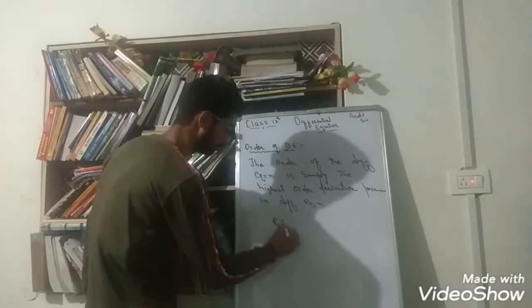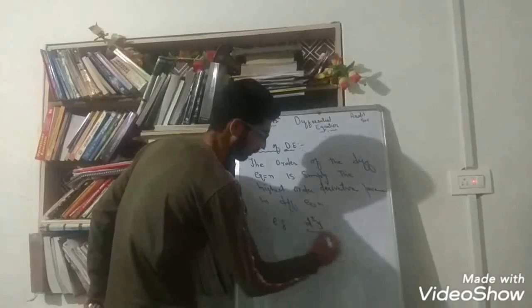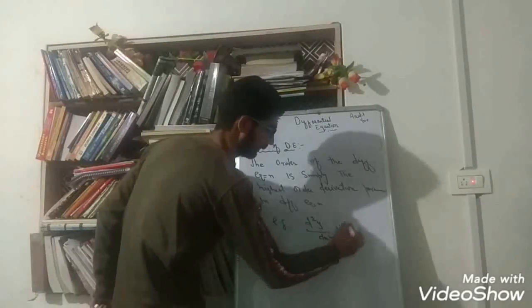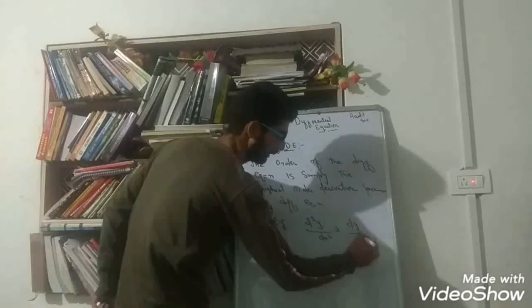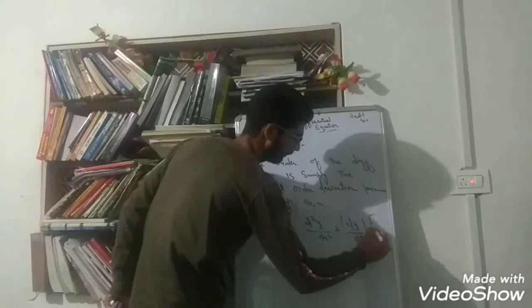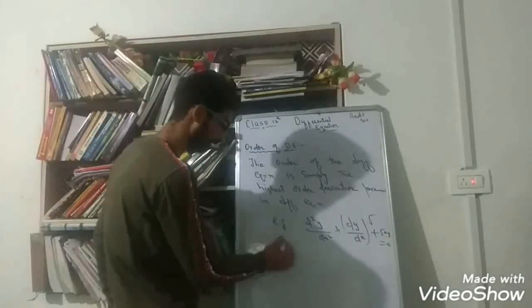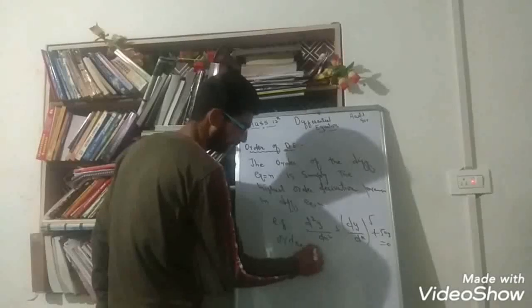For example, d square y divided by dx square plus dy by dx whole to the power 5 plus 5xy is equal to 0. Order is the highest order derivative. What is that? That is d square y, that is 2. So order is equal to 2. This is our definition of order. So you go for degree now.